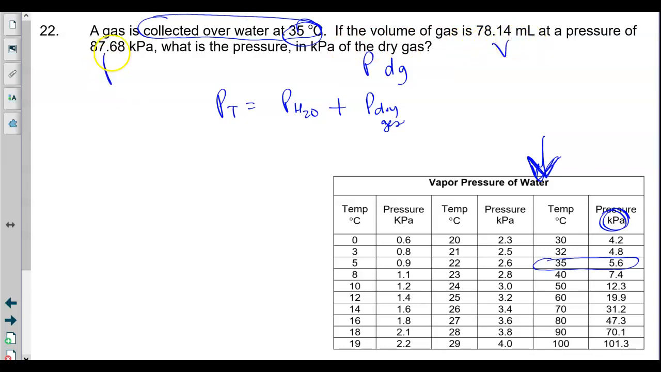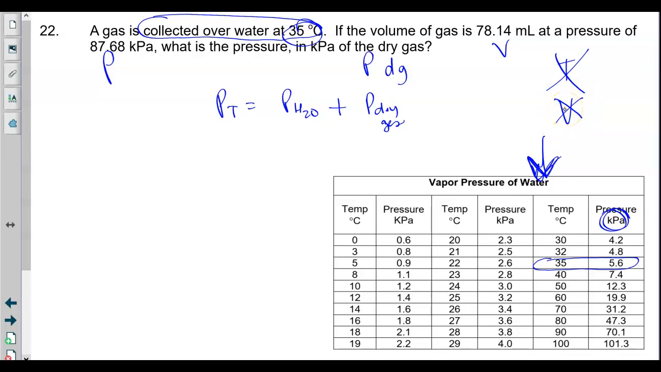And the pressure of the gas is this. What is the pressure in kPa of the dry gas? Okay, so we only have or need one T, so we aren't going to use temperature in this example. We only have or need one volume, so we won't use volume.